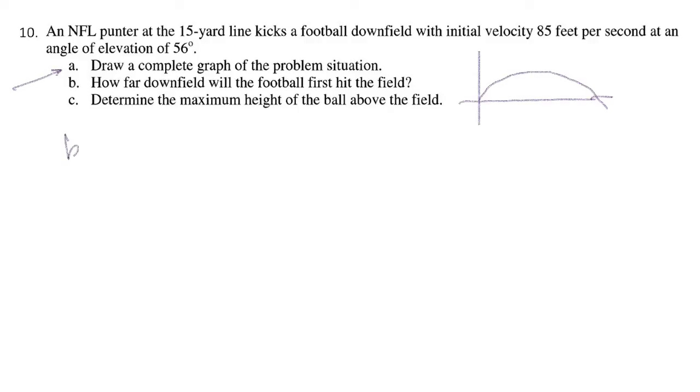And then for part B, how far downfield did the ball first hit the field? Well, if you've got your equations correct and you look all the way down at the very end, the ball does travel a little over 209 feet, somewhere close to 209.14. That's how far down the field the ball traveled.